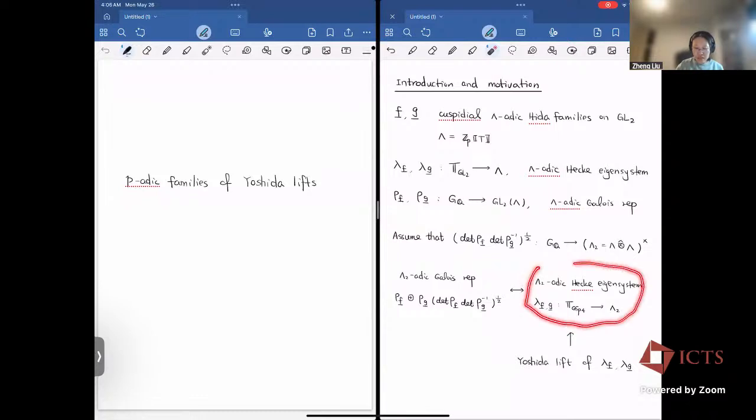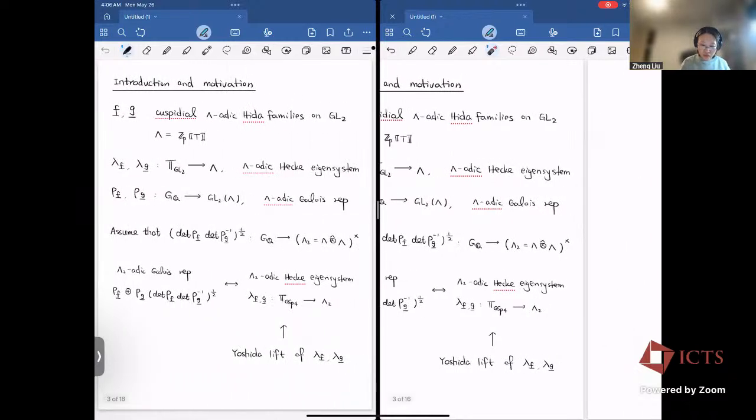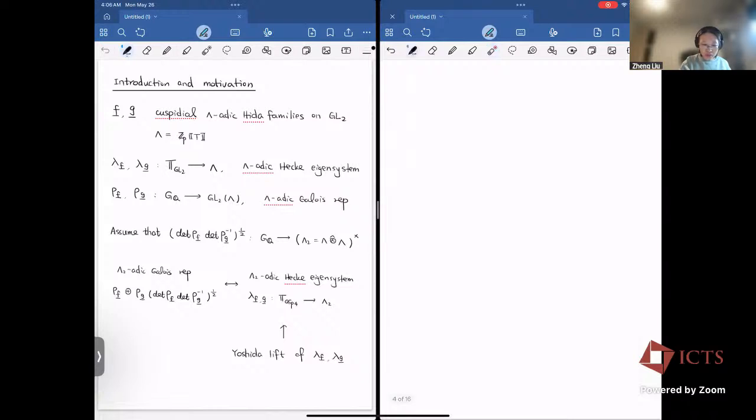And we can view this as a Yoshida lift of the Hecke eigensystem of the Hida families F bar and G bar. And by the theory of the theta correspondence, or the Yoshida lifts, we know that actually this Λ2 eigensystem will show up in the Hecke algebra for the ordinary Hida families on GSp4.